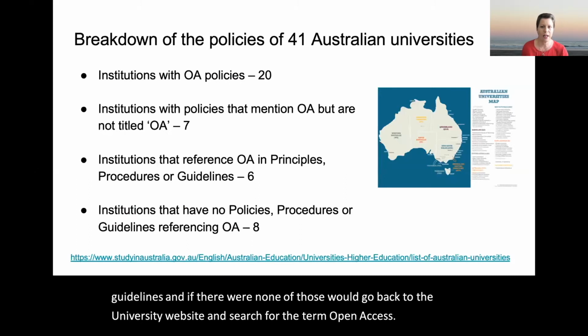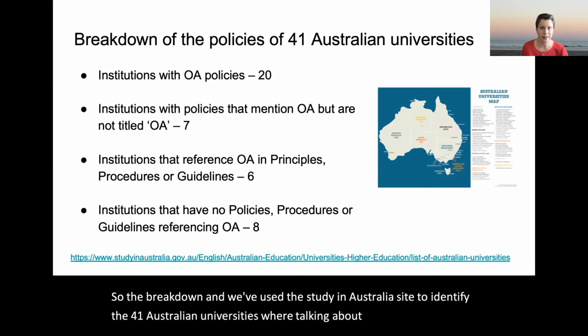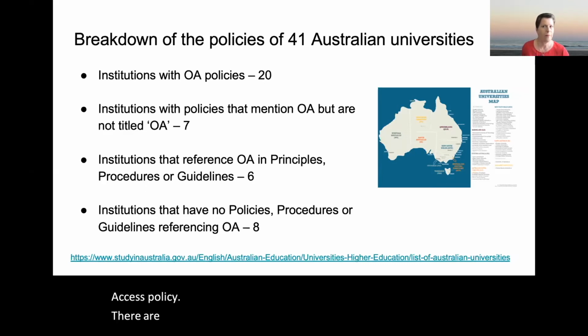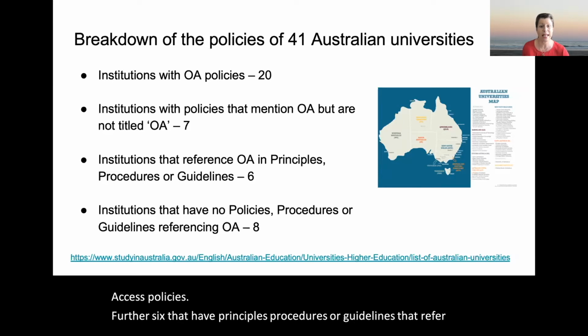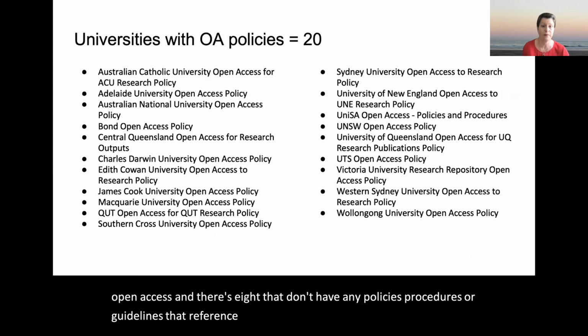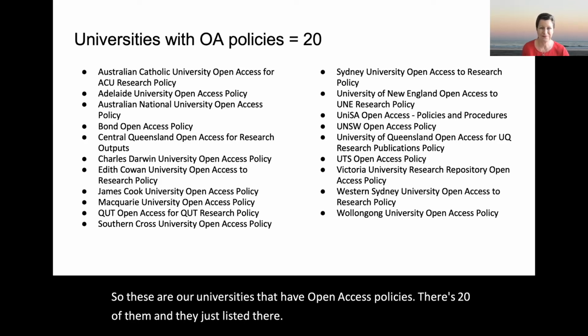So the breakdown, and we've used the Study in Australia site to identify the 41 Australian universities we're talking about here, is that just under half, 20 universities, have policies that are called an open access policy. There are a further 7 that mention open access but aren't open access policies. A further 6 have principles, procedures or guidelines that refer to open access, and there are 8 that don't have any policies, procedures or guidelines that reference open access. So these are our universities that have open access policies. There are 20 of them and they're just listed there. So I'll pass over to Simon.